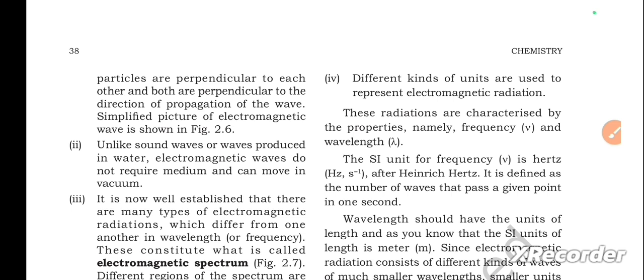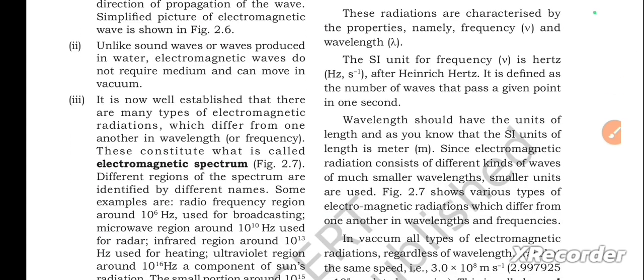Next, second point is, unlike sound waves or waves produced in water, electromagnetic waves do not require a medium and can move in vacuum. Third point, it is now well established that there are many types of electromagnetic radiations which differ from one another in wavelength or frequency. These constitute what is called the electromagnetic spectrum. Figure 2.7. Different regions of the spectrum are identified by different names.